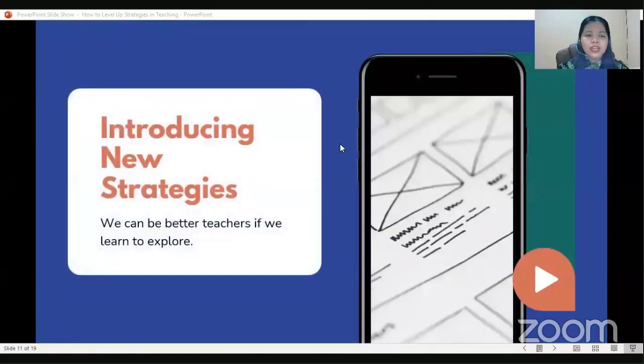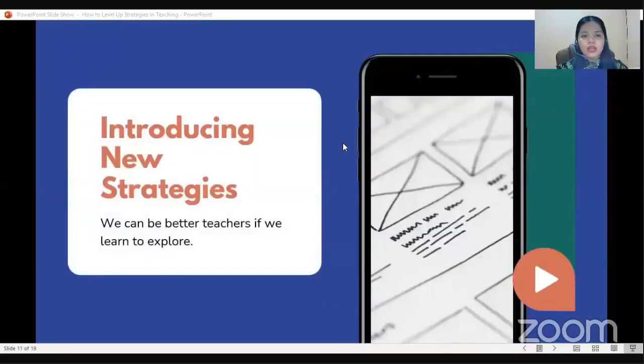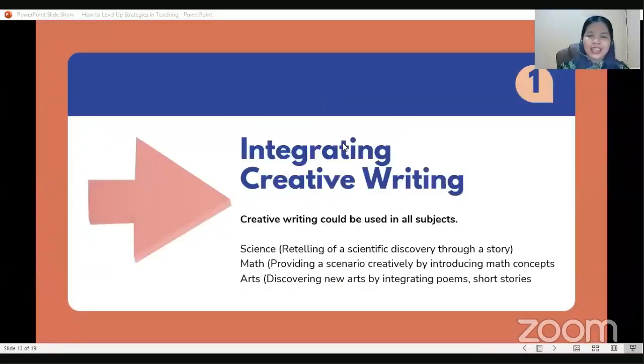So ngayon po, here are some strategies na ginagamit ko and hopefully sana po maka tulong rin po sa inyo. So ito po, ang unang strategy ko is to integrate creative writing in teaching. So how do we integrate creative writing in teaching? So I have here some examples.